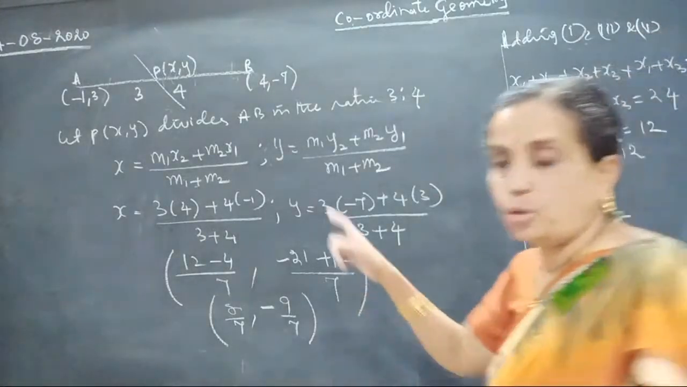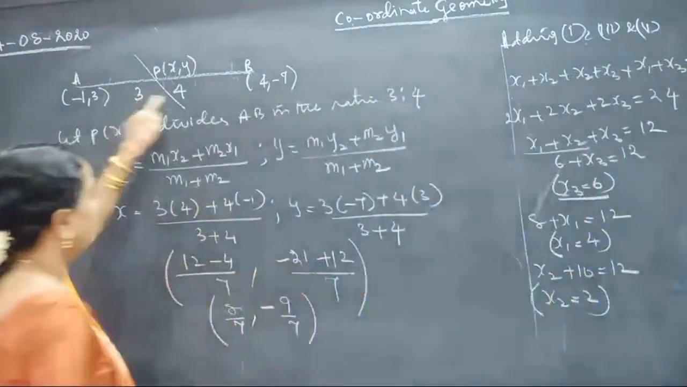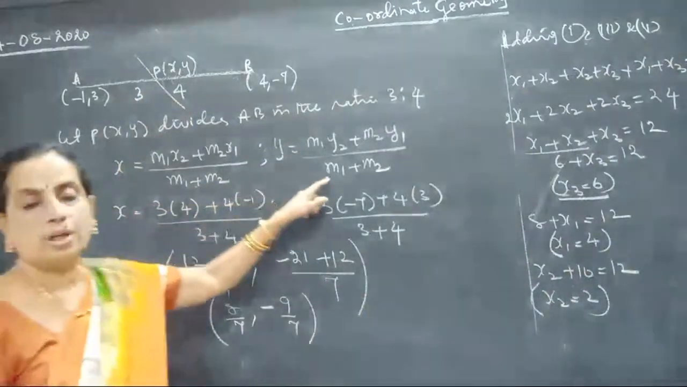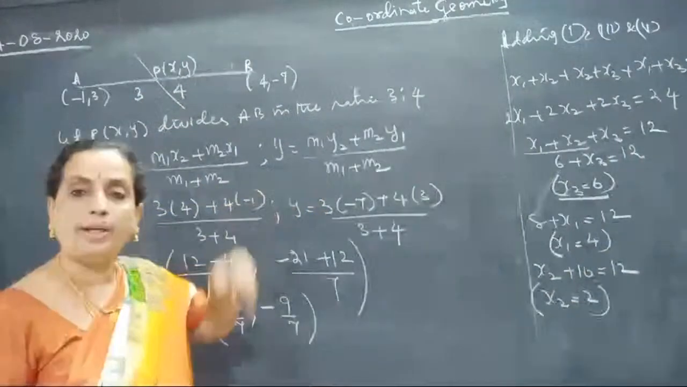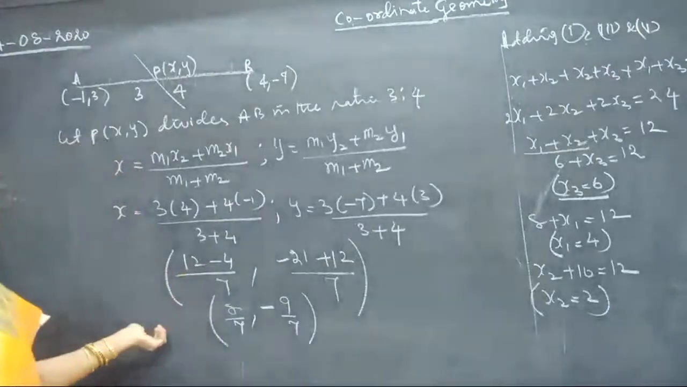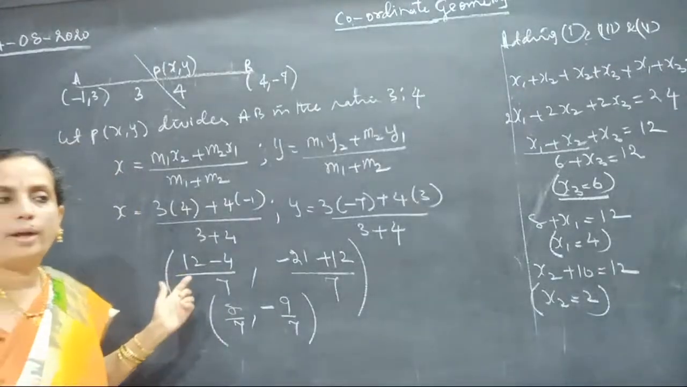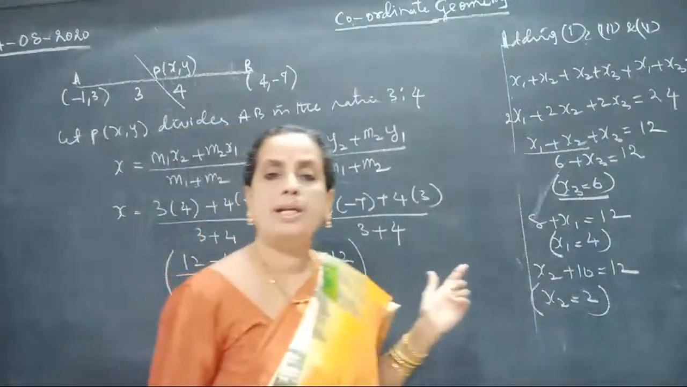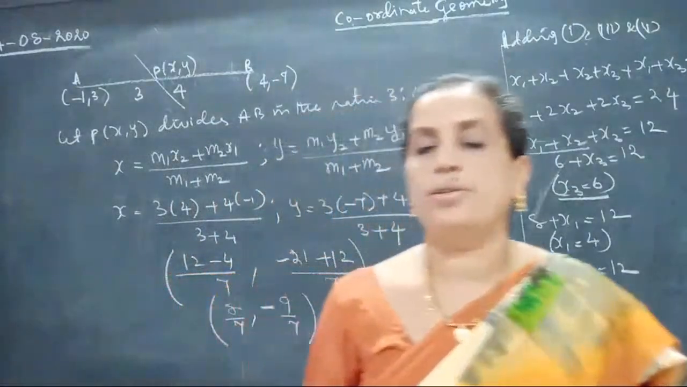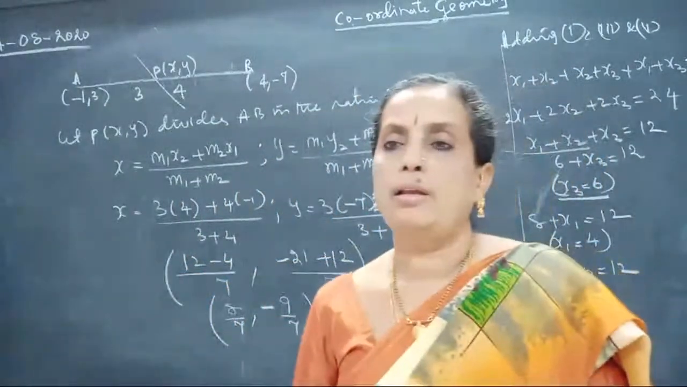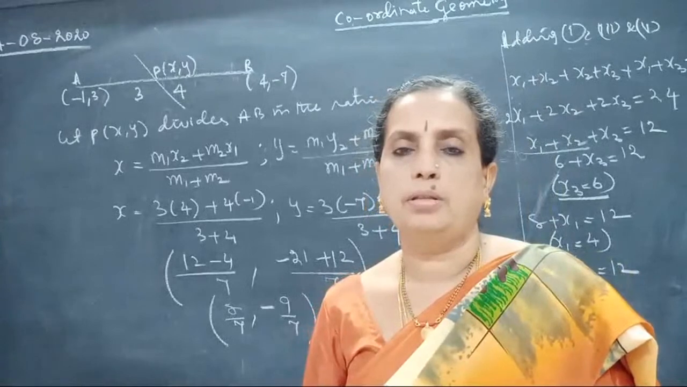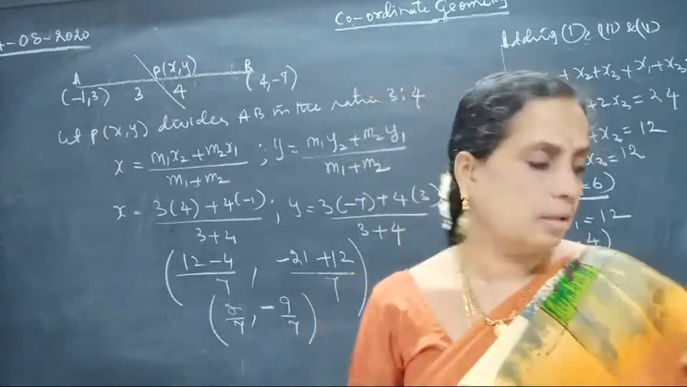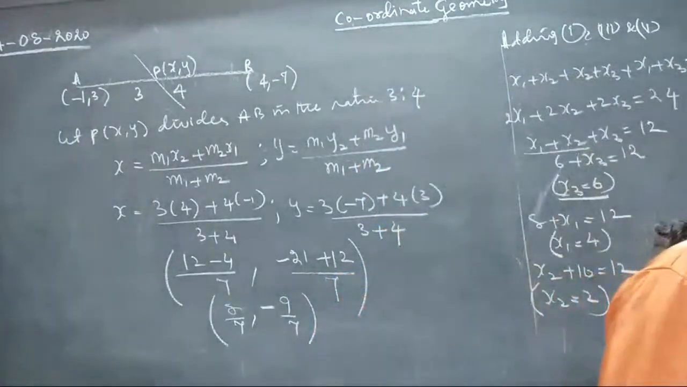So here you should think: when a ratio is given, we should apply the section formula. To find the ratio, we have to apply the section formula. To find the coordinates when it is dividing in the ratio 1:1, use the midpoint formula. Is it clear? Yes. Next question.